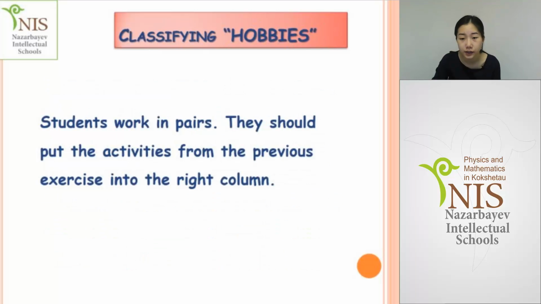The next activity is called classifying hobbies. Here, students will work in pairs. They should put the activities from the previous exercise into the right column. This activity focuses on students' ability to analyze, and it is a bit of a higher-order thinking activity rather than the previous ones.